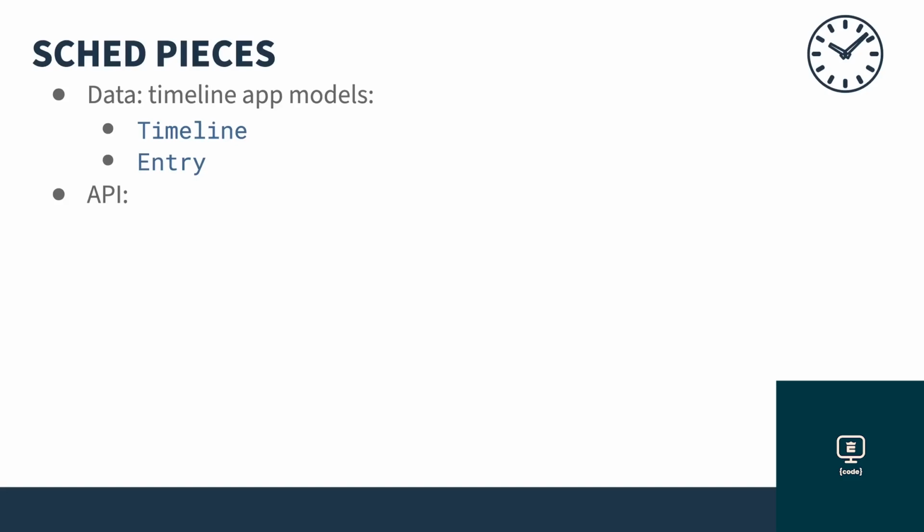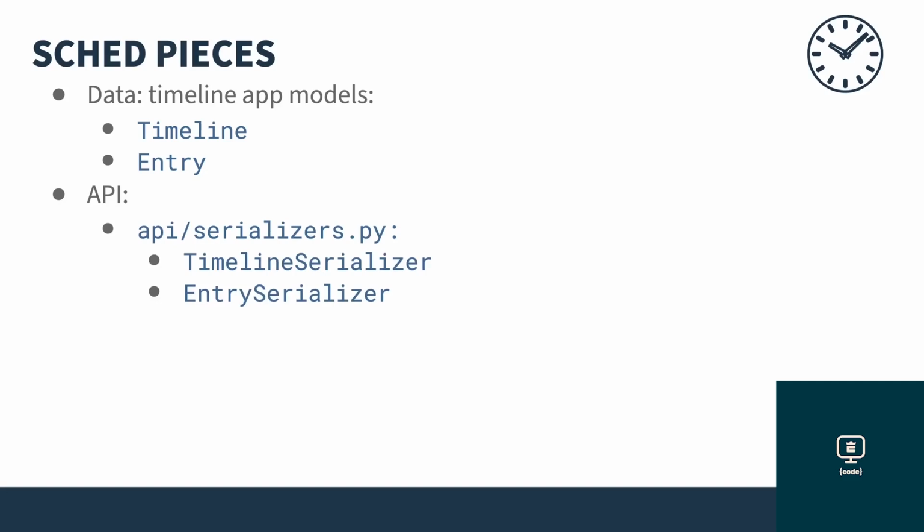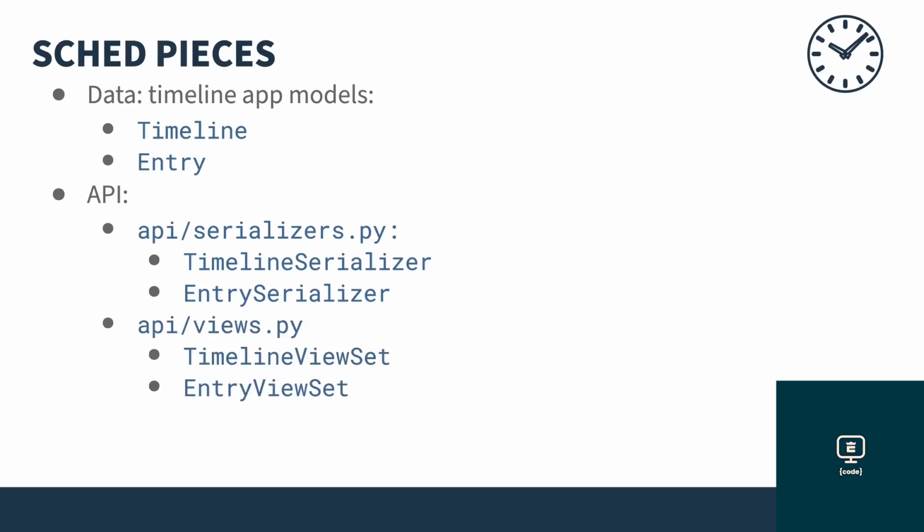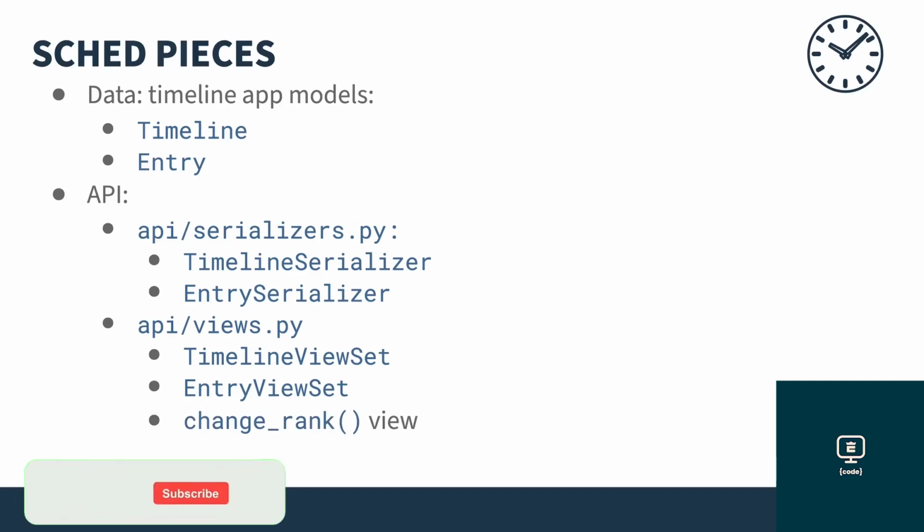There's another Django app that's responsible for the REST API. Inside of it, you'll see serializers.py containing a serializer for each timeline and entry, a views.py file containing a view set for each timeline and entry, and then additionally another view called changeRank.